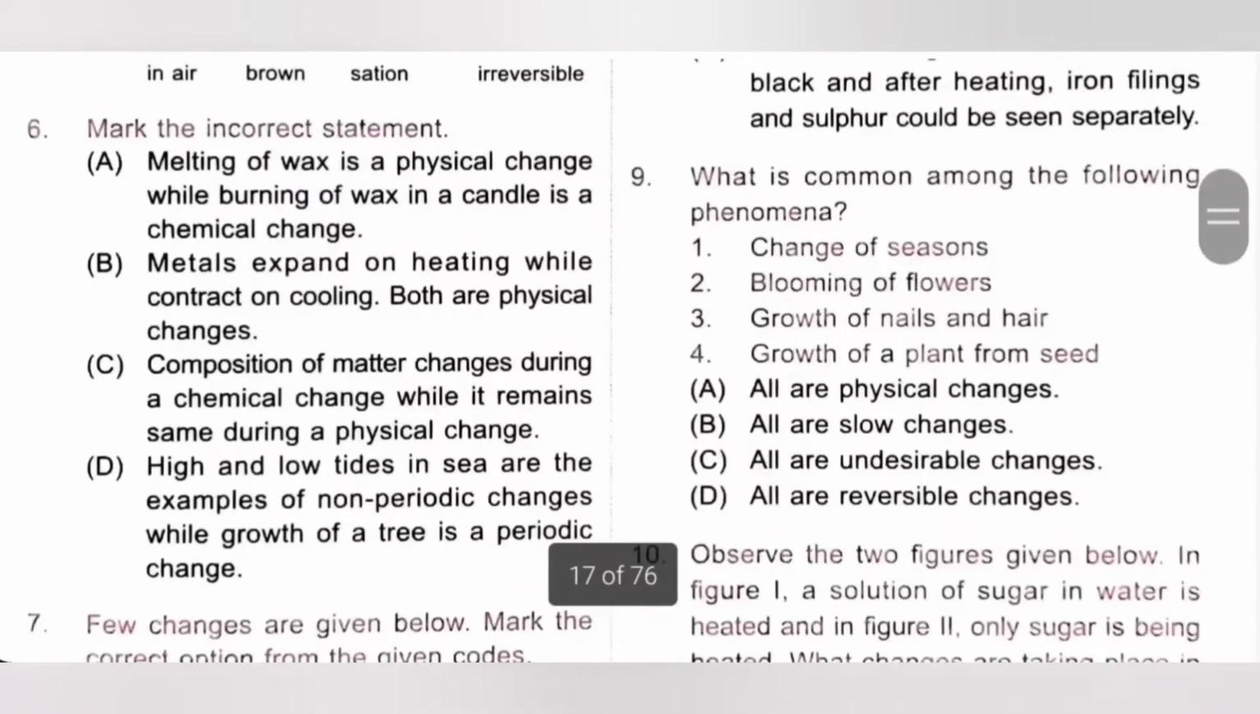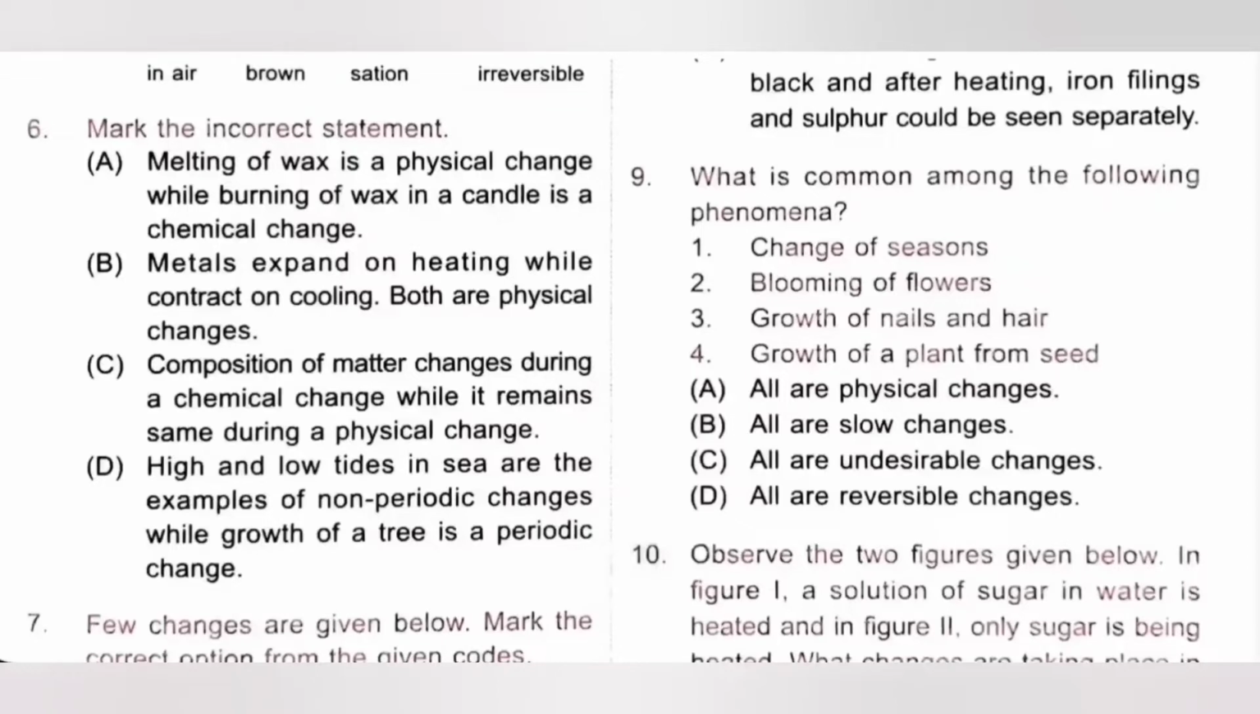Sixth, mark the incorrect statement. A. Melting of wax is a physical change, while burning of wax in a candle is a chemical change. It is the correct statement. B. Metals expand on heating, while contract on cooling. Both are physical changes. Correct statement.